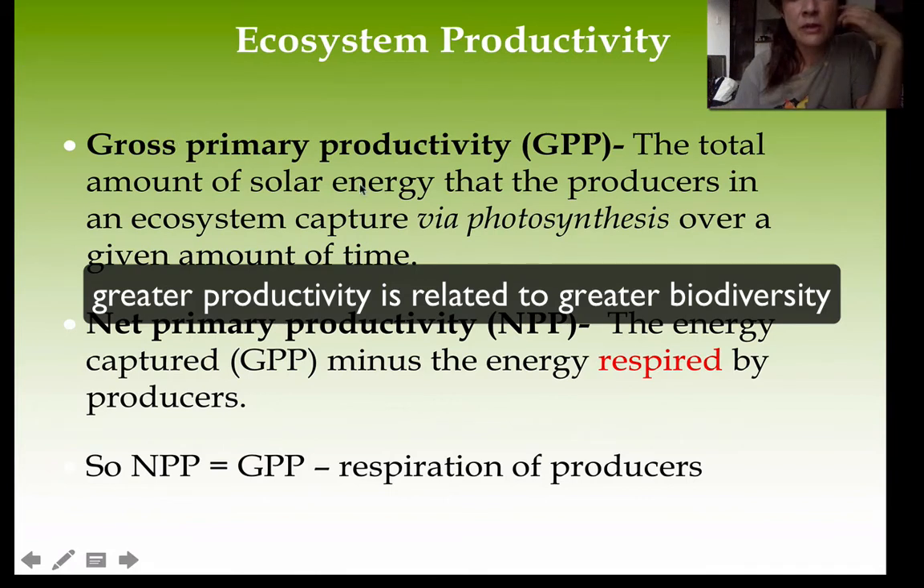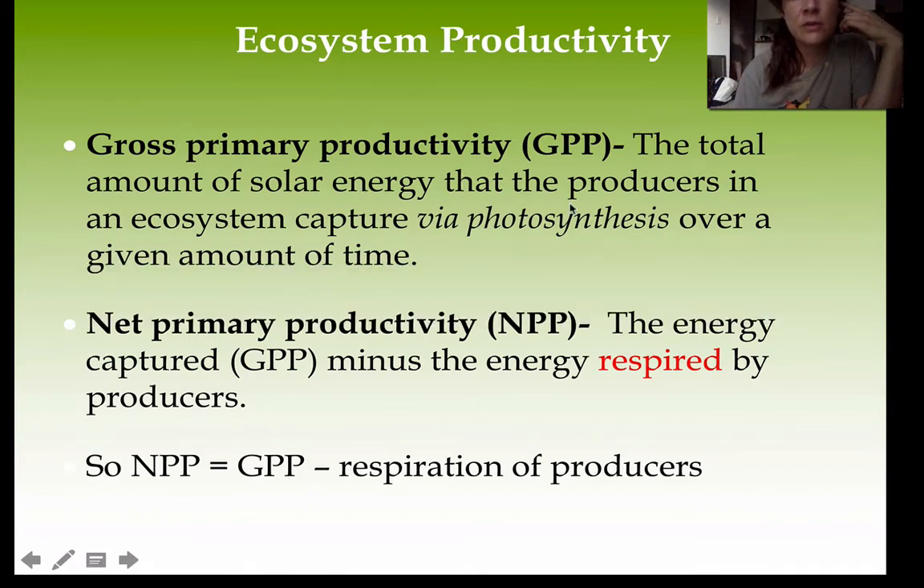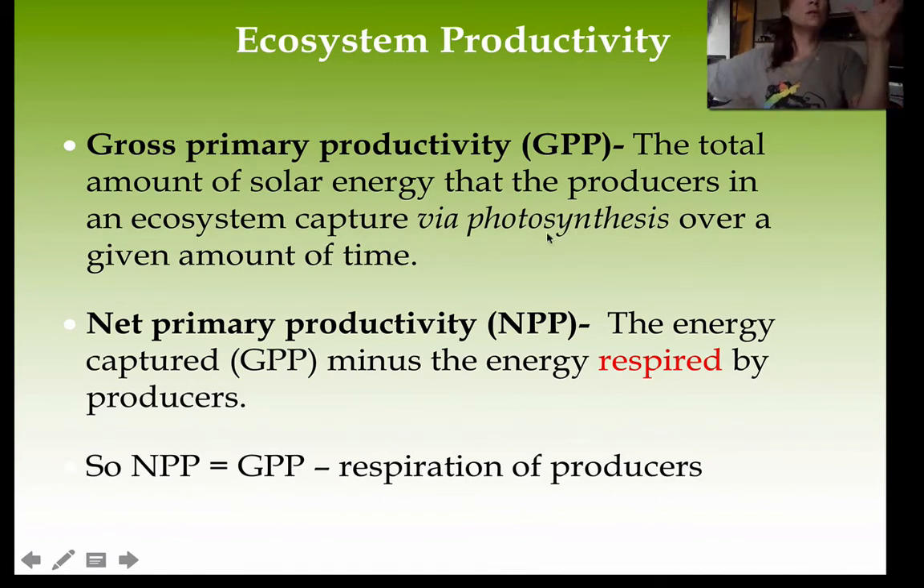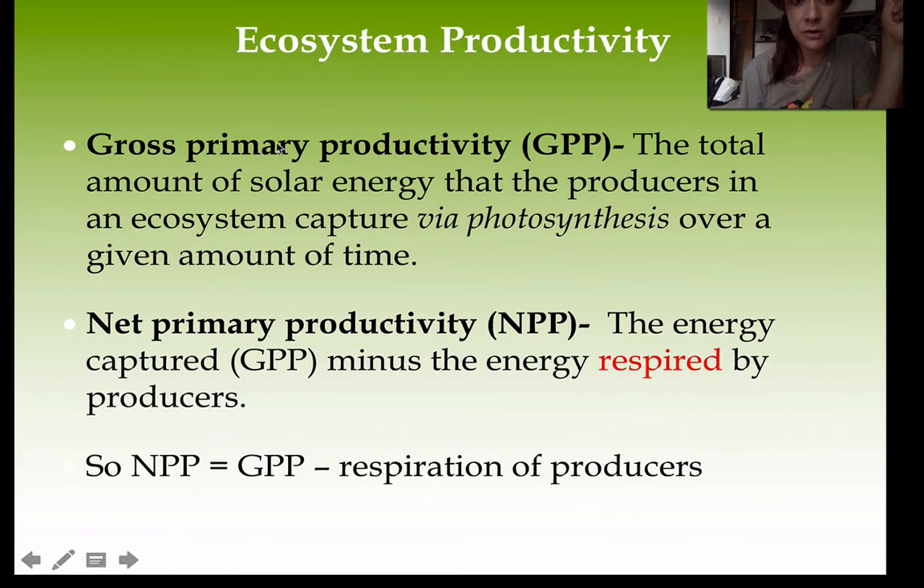Gross primary productivity gives you the total amount of solar energy your producers captured via photosynthesis, so how much energy they soaked up and used for photosynthesis. The net primary productivity is all of the energy that was captured minus the energy respired. In other words, they photosynthesized a whole bunch. They caught all this energy and they made tons of glucose.